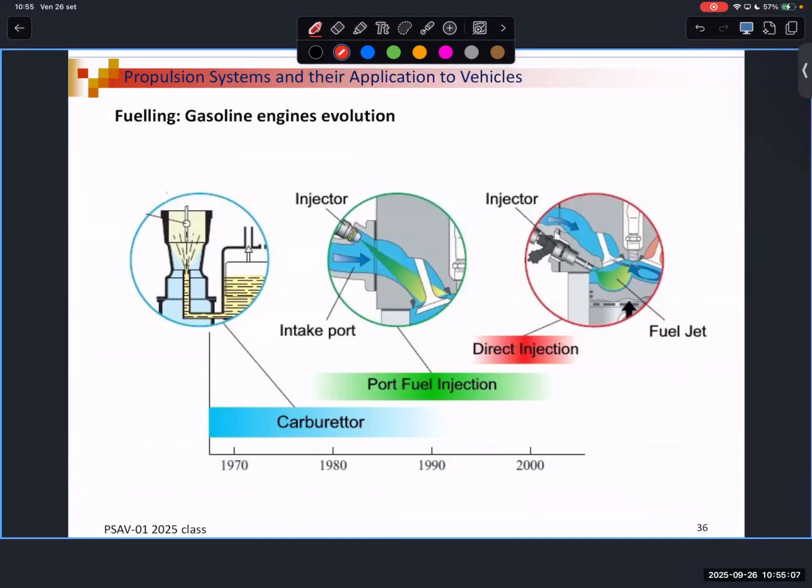The carburetor was the simple system that was used up to more or less the late 80s, really early 90s. The carburetor was abandoned starting from the Euro regulation. So Euro 1, 1992, and practically it was not possible anymore to use the carburetor because it's not fulfilling the emission regulations.